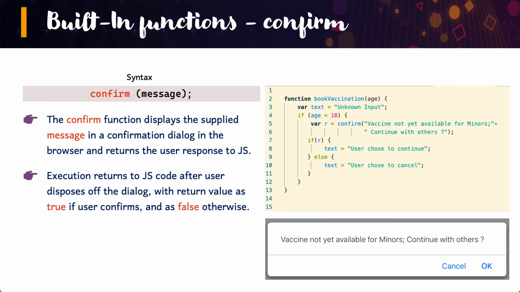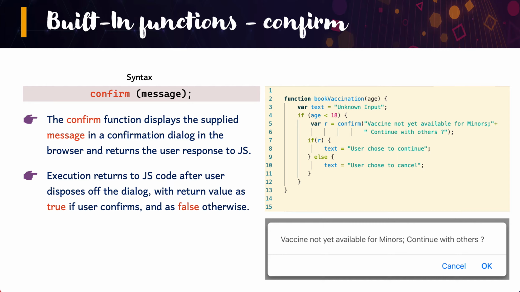And once user clicks OK, the return value is captured in the variable R. Once user clicks OK, R will become true, and if user clicks cancel, R will become false. So then we use a simple if else statement to capture whether the user clicked OK or user clicked cancel. Accordingly, we continue booking with the rest of the people. I hope this is clear.